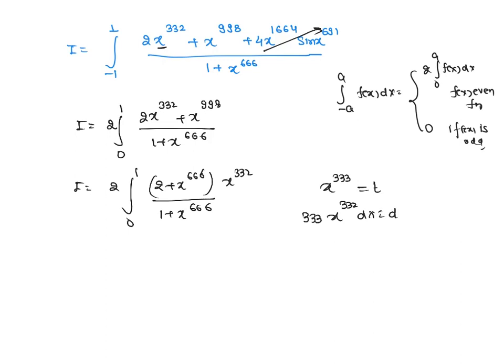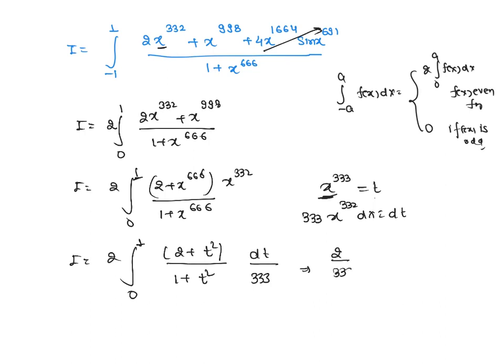So here if I take x power 333 as t, this will come out 333 x power 332 dx equals dt. So I equals 2 times, if I put 0, the t value will be 0. If I put 1, the t value will be 1. Correct? So this will come 2 plus t square, divided by 1 plus t square, and dt divided by 333. So 2 divided by 333, 0 to 1. Correct? 1 plus t square, you can add 1 plus 1 by 1 plus t square dt. Can we write this one? So 2 by 333, this will come out t plus tan inverse t 0 to 1.